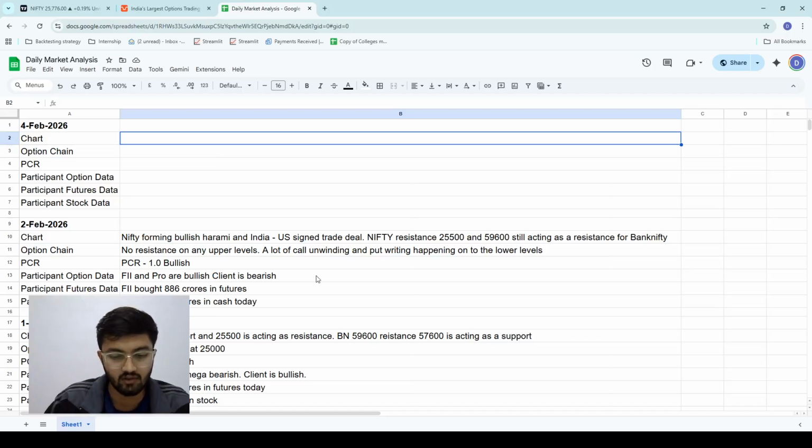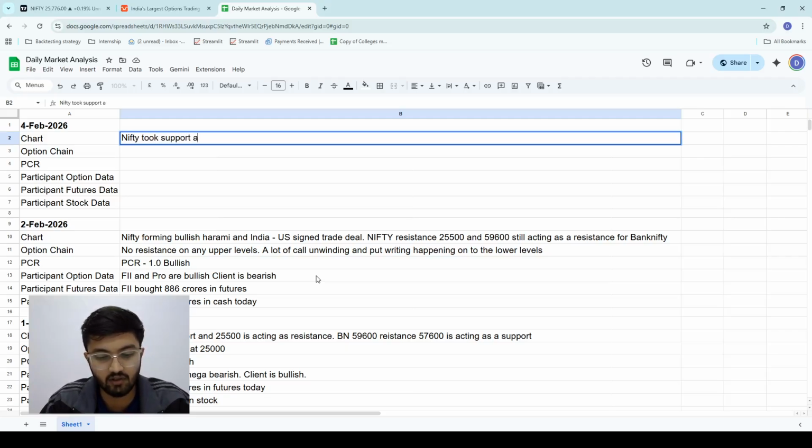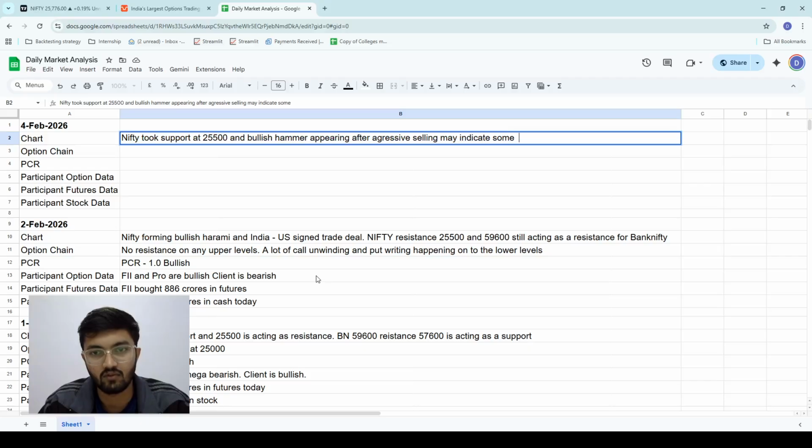So Nifty took support at 25,500, and a bullish hammer appearing after aggressive selling may indicate some buyers stepping in to buy the chart, to make some sort of long position. There are buyers coming in to buy the chart.